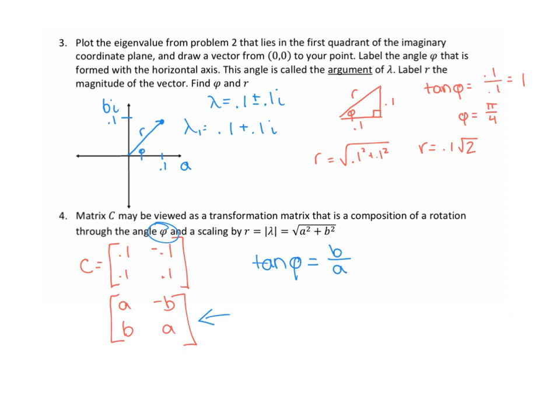And then we can also find the scaling. The scaling, think either a stretch or a shrink, you get by finding the magnitude. So we have a rotation of angle phi, and then a scaling, either a stretch or shrink, by this value r, the magnitude of our eigenvalue, the square root of a squared plus b squared. So anything in this form, a, negative b, b, a, can be a combination of a rotation and some sort of stretch or shrink.